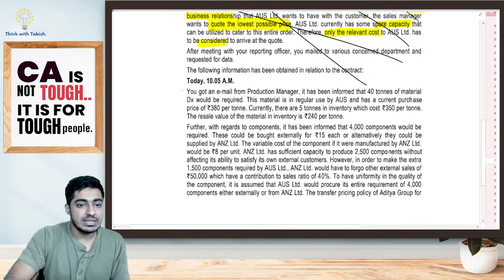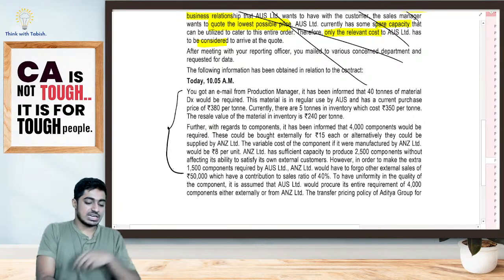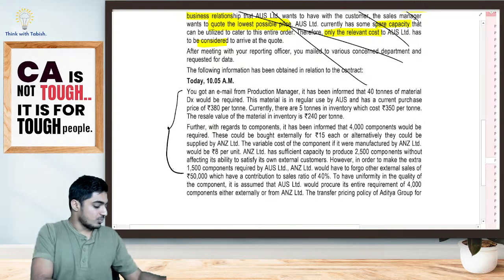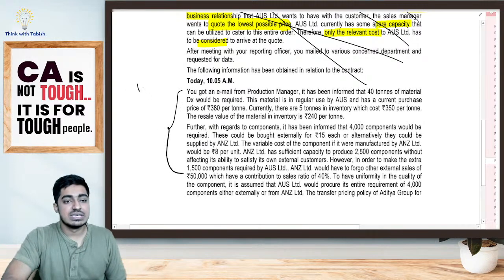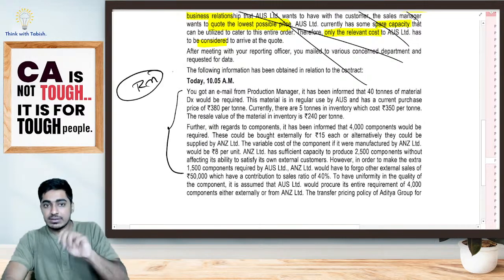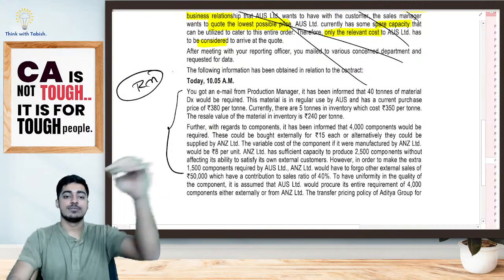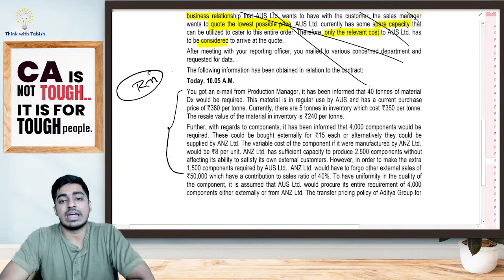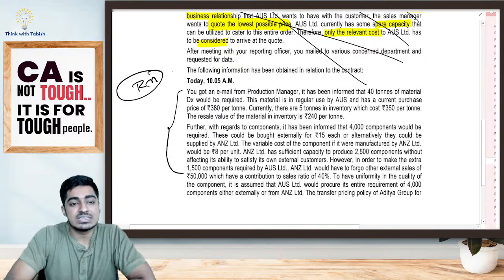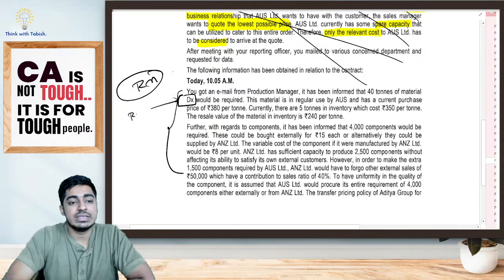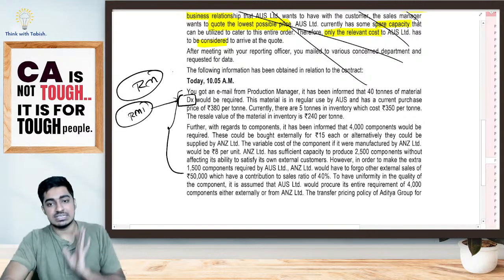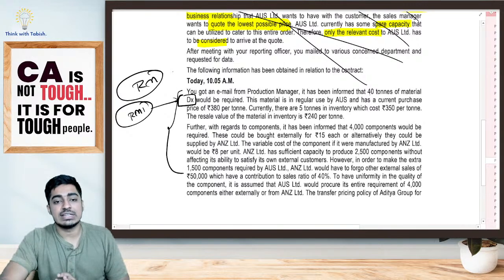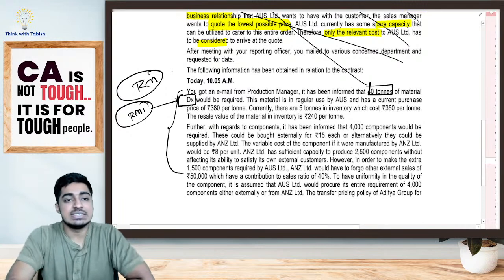This is regarding production. All these details are about the production. So, obviously, details about raw materials are given. We will read and write it there. Firstly, you got an email from the production manager. It has been informed that 40 tons of material DX is required. This is the raw material which is required for us. 40 tons is required. Yes, the material is in regular use.